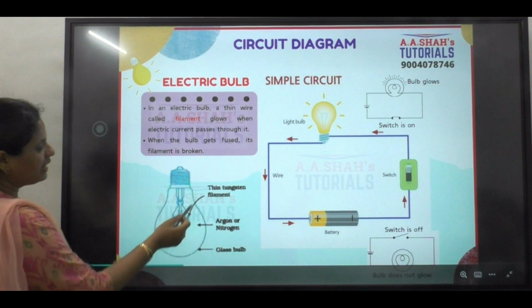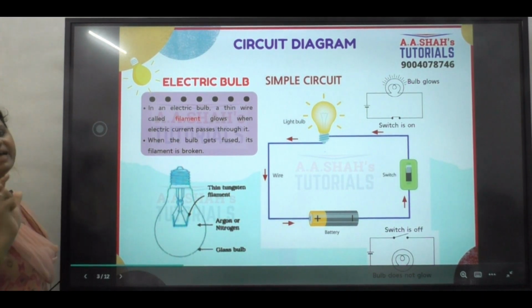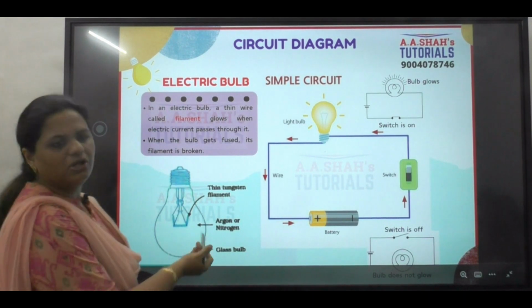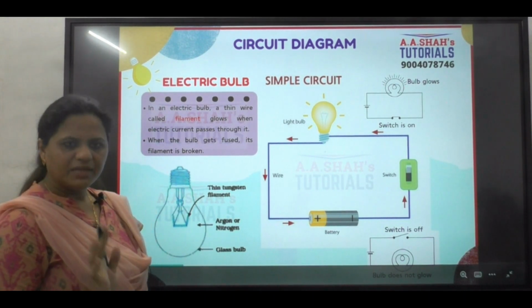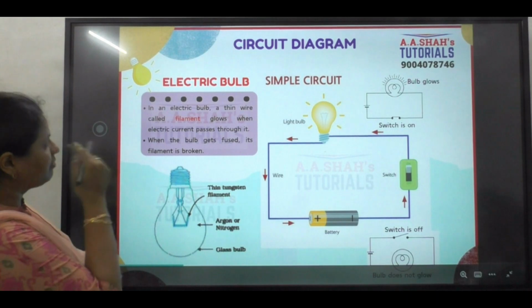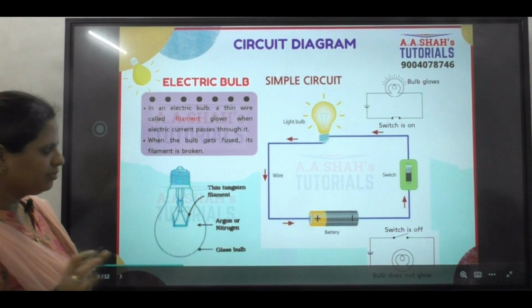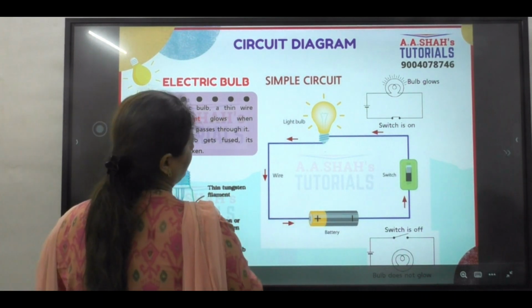So that is tungsten, and the entire bulb is filled with a gas. Which gas is it? Generally an inert gas like argon or nitrogen. Is it clear what a bulb is? The filament glows and it works. Clear? So this is the electric bulb.